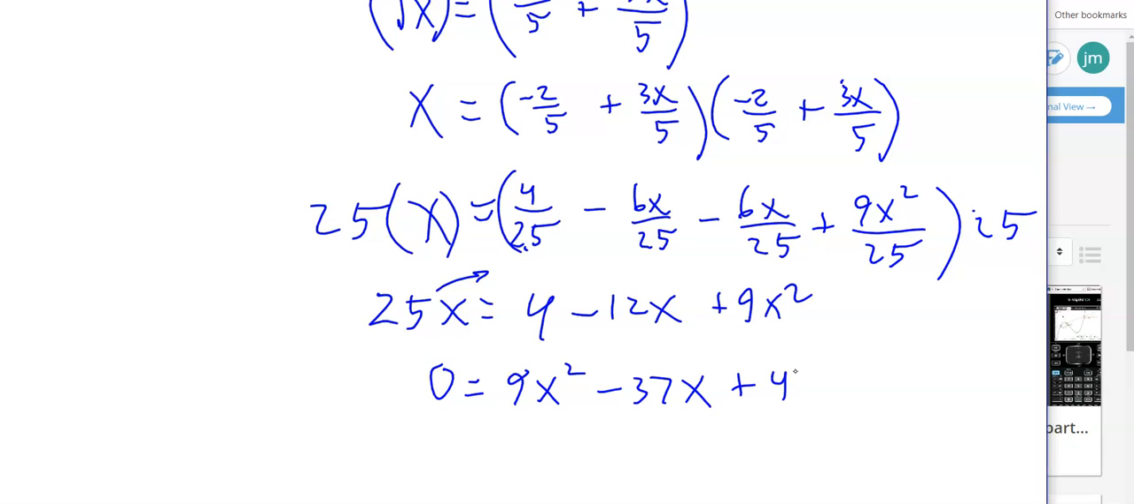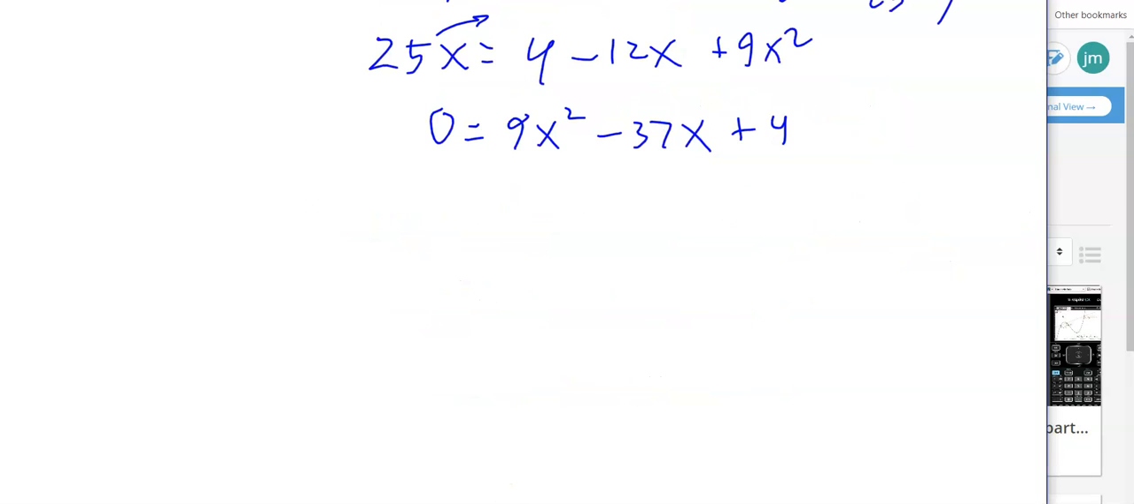I don't think there's a common factor there that we can take out, so we're going to try to factor this. Let's see what happens. Trying to see if this will work. Okay, so let's do the AC method. So AC is 9 times 4 is 36. Factors of 36 that add up to negative 37. If they're both negative, that would work.